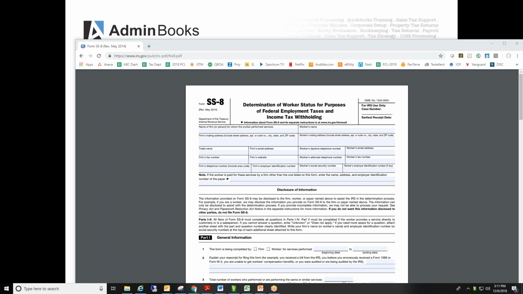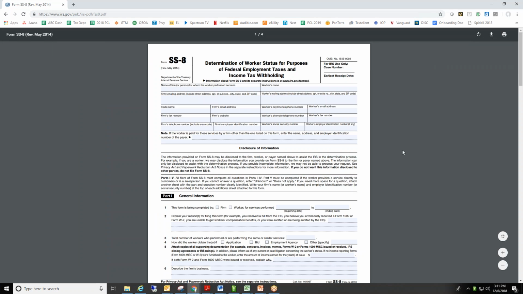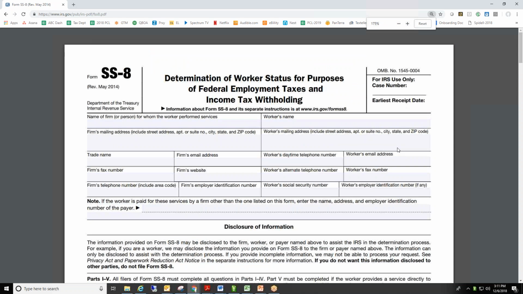And since everybody else is muted, and I don't know if Sabrina or Nikki are, I'm going to make this bigger here. Can you see this SS8 showing on the GoToMeeting? Excellent. Yes. Thank you. Let me make this bigger so it'll be easier to read.